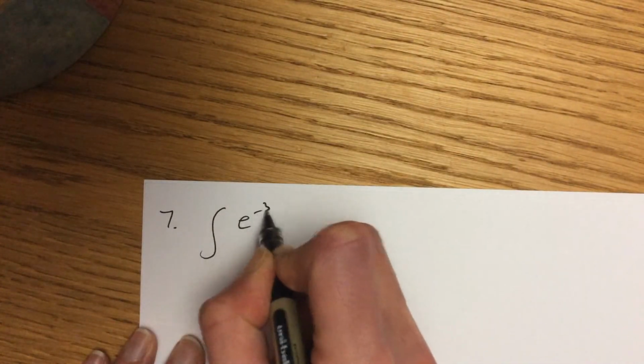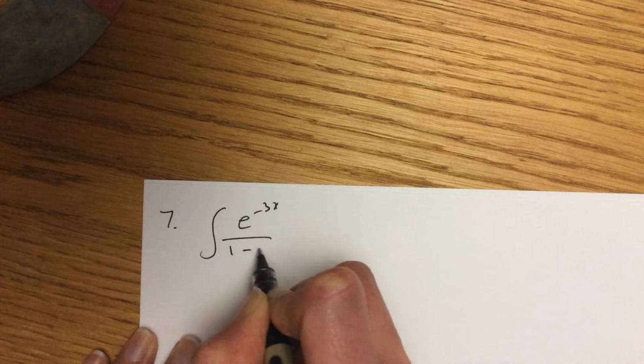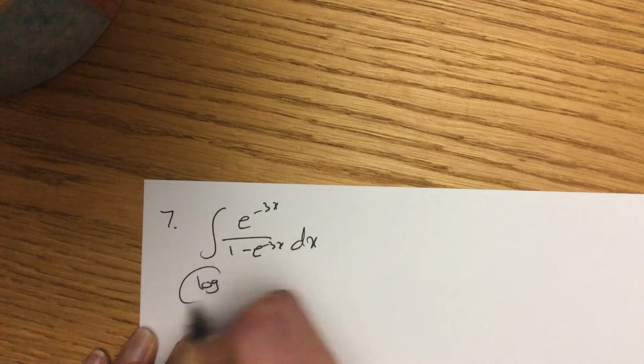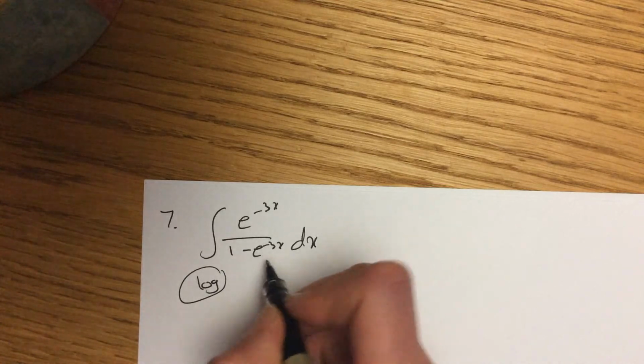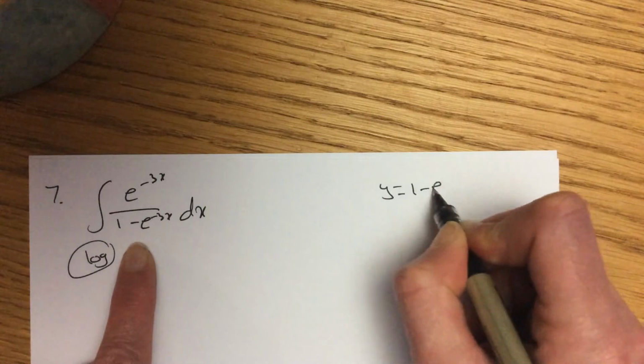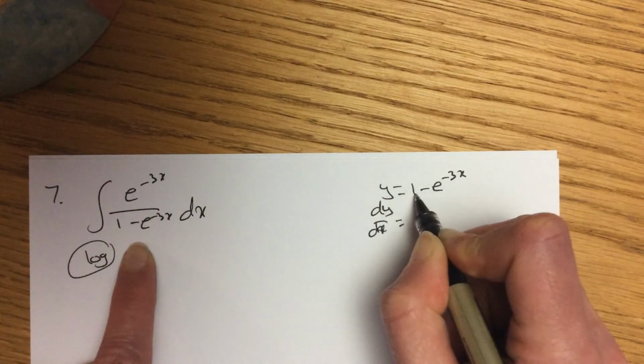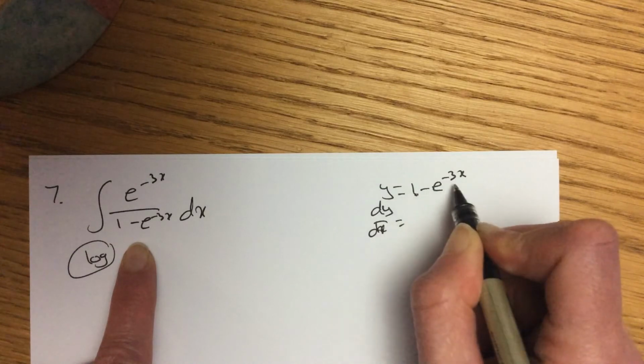Number 7, it's on your page. Integral of e to the minus 3x over 1 minus e to the minus 3x. It's a log one, because you've got an x function in the bottom. I need the derivative of that. Again, if you're not happy doing the derivative in your head, go over to the side. Derivative of that disappears and you differentiate it.